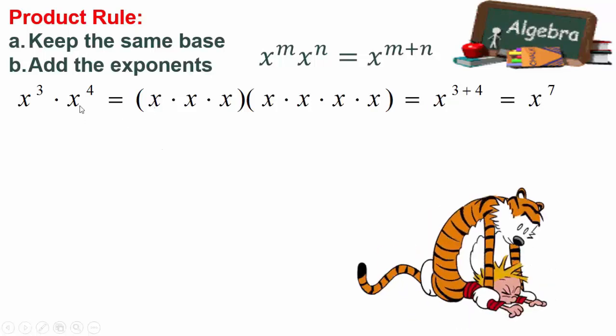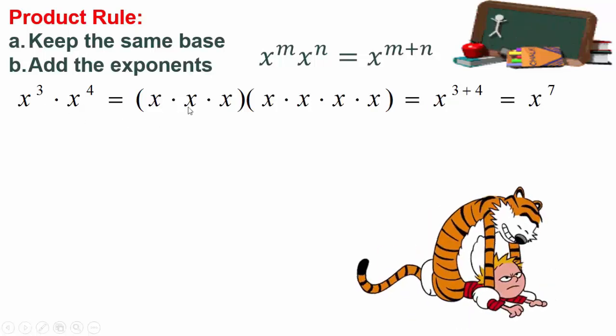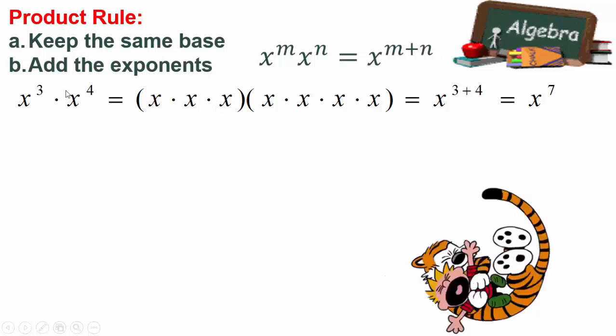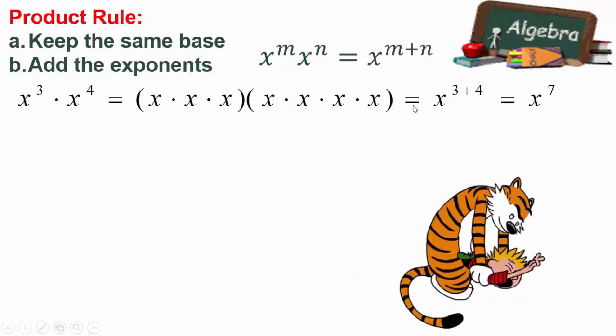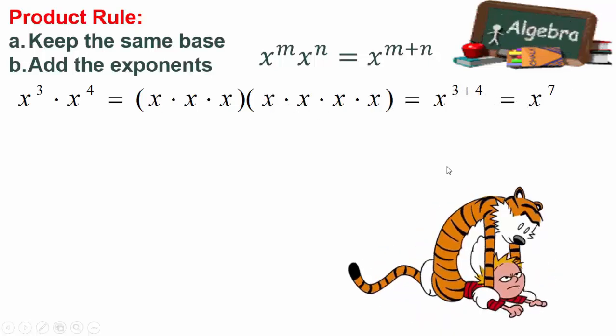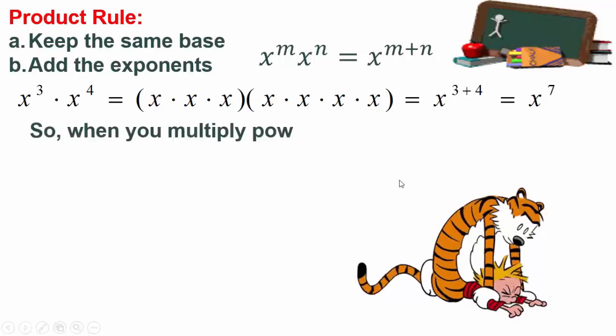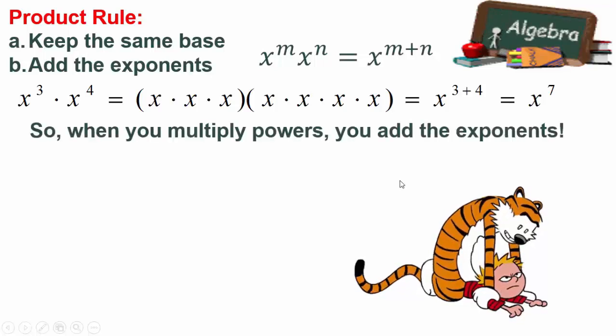For example, this just shows how it works. Here is x cubed, 1, 2, 3 x's, and x to the fourth, 1, 2, 3, 4 x's. If we add those, this would be x to the 3 plus 4, and that would give us x to the seventh. So when you multiply powers, you add the exponents. Let's look at a few exercises.